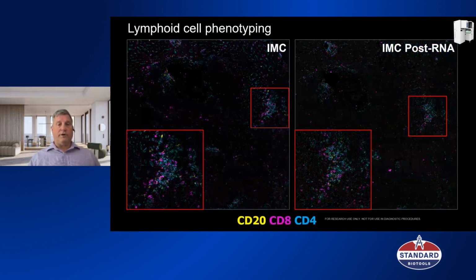Here's another example, three different immune cell types. The one on the left, again, is only IMC. The one on the right is IMC following Xenium. And again, they look quite similar. None of the markers have been lost.